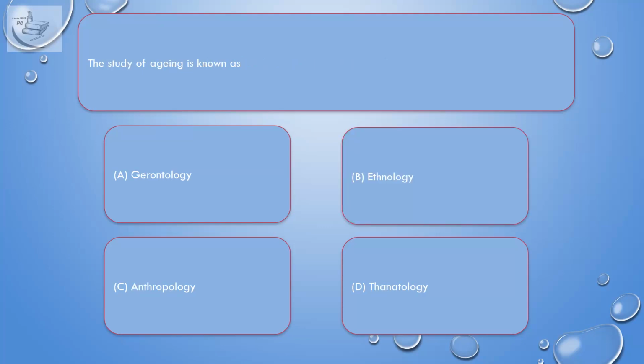Question: the study of aging is known as A. Gerontology, B. Ethnology, C. Anthropology, D. Thanatology. Correct answer is A. Gerontology.